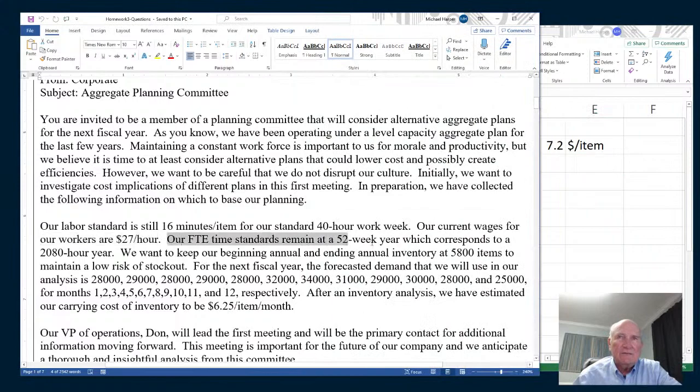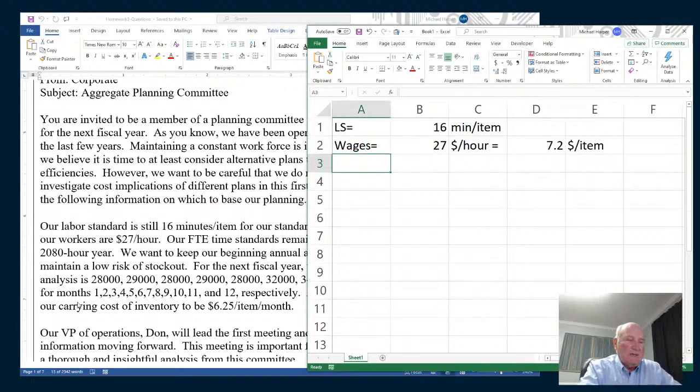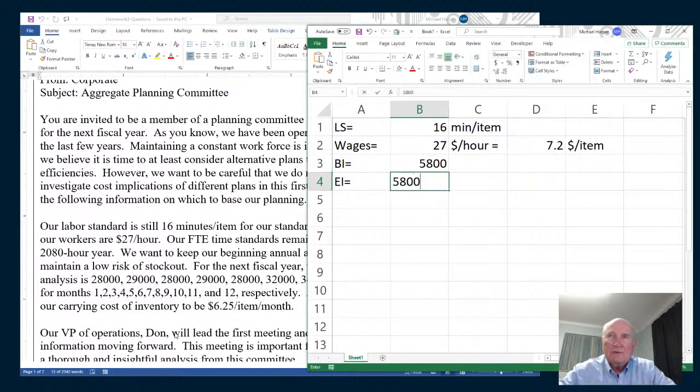What's next? We come down here. The FTE is a 52-week year, 40-hour work week. That turns out to be 2,080 hours per year, and that was the time standard that we'll use in this course that I mentioned. Again, all companies don't do it this way. You have to know what their standards are. We want to keep our beginning and ending annual inventory the same at 5,800. Now we have a beginning inventory and an ending inventory, and this is going to be 5,800 and 5,800.